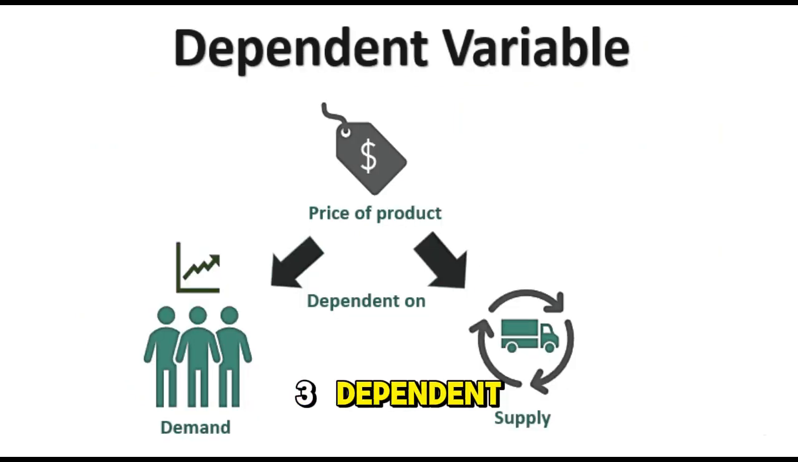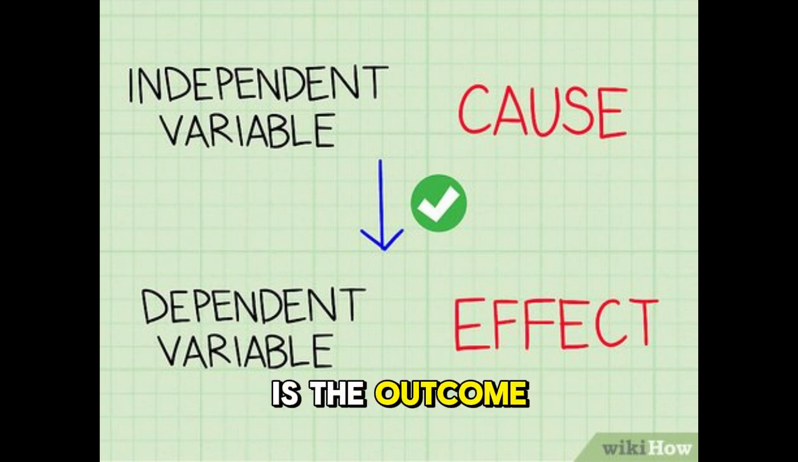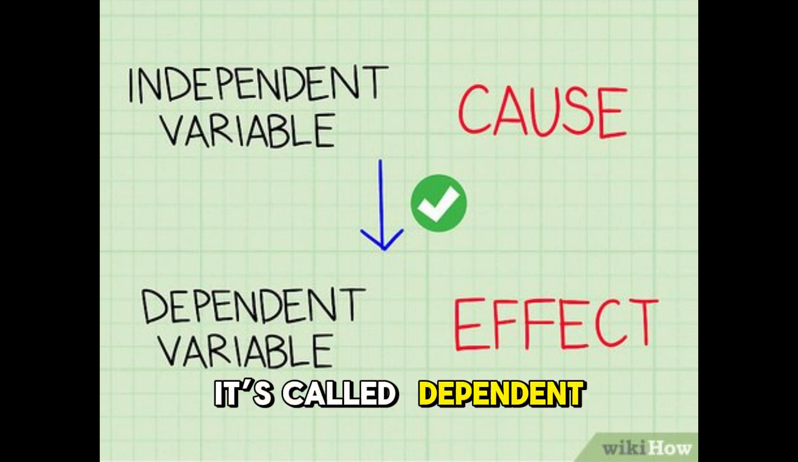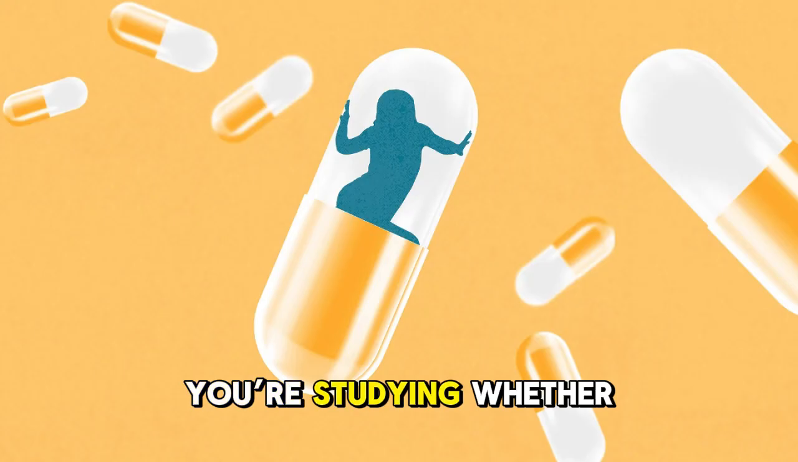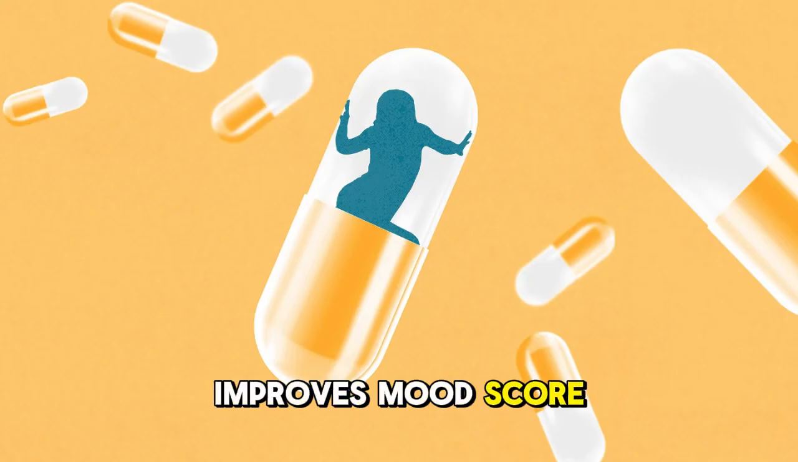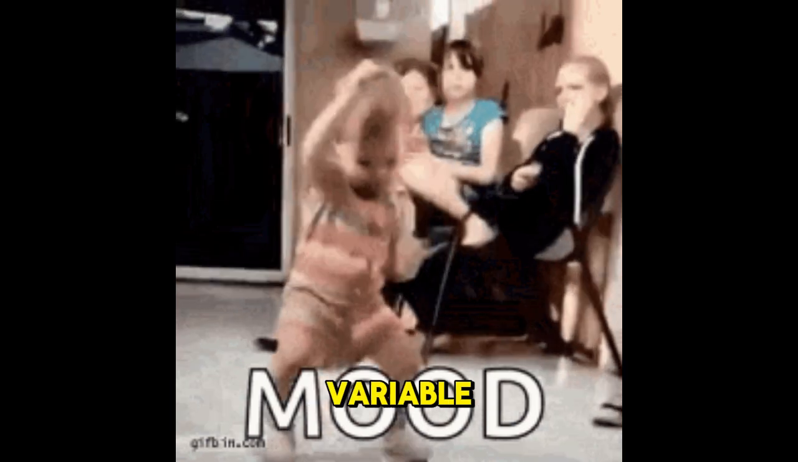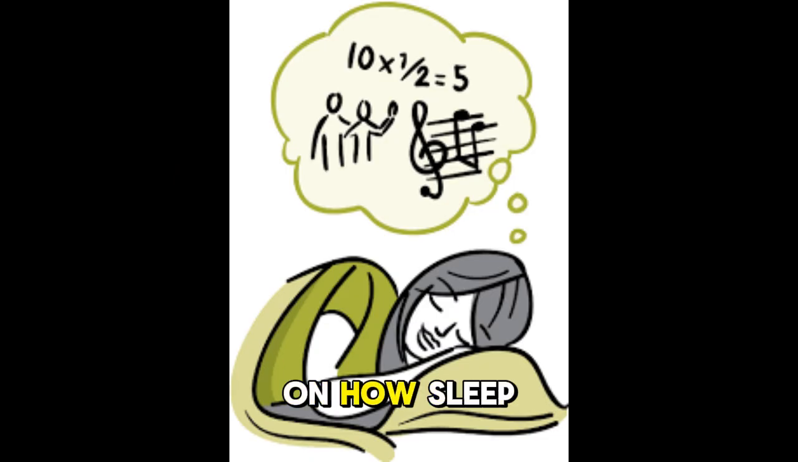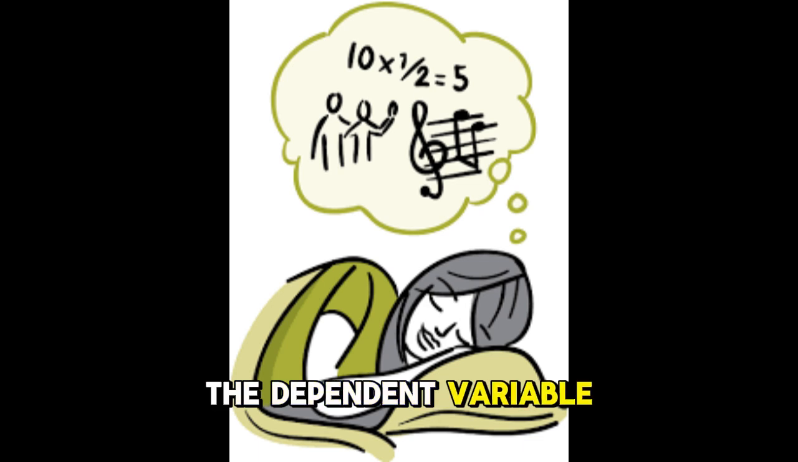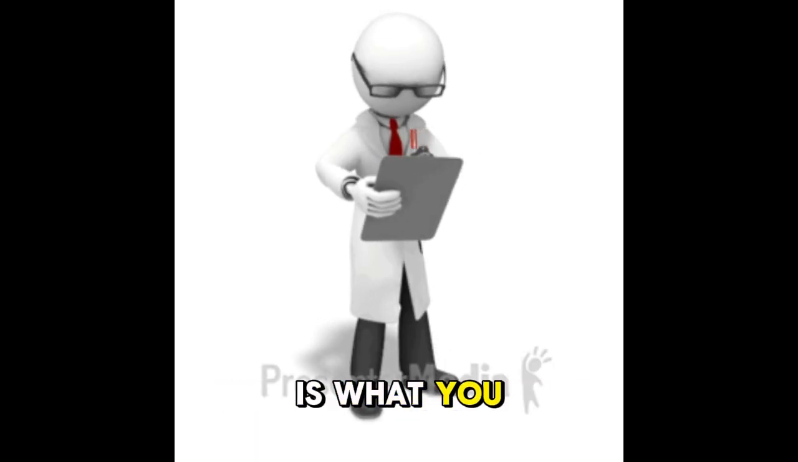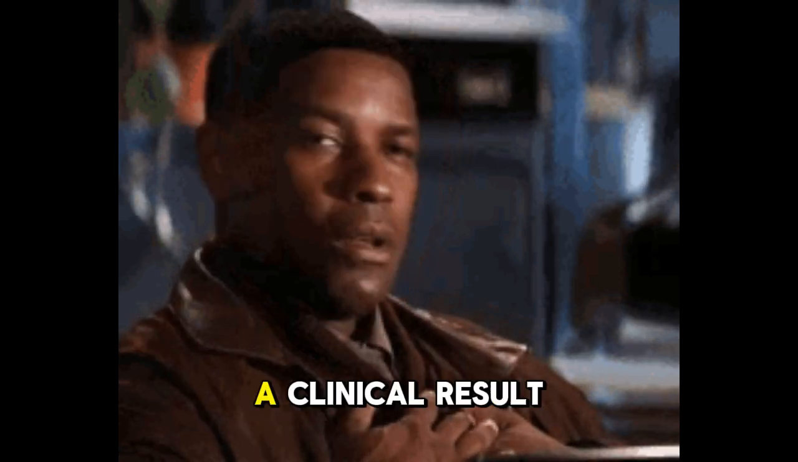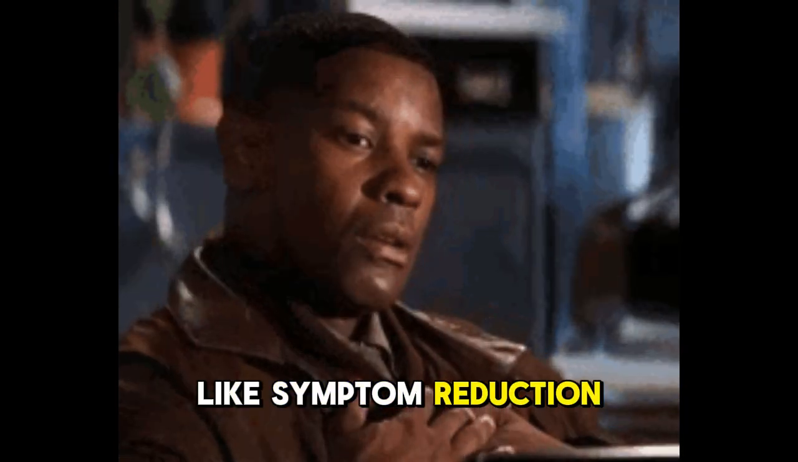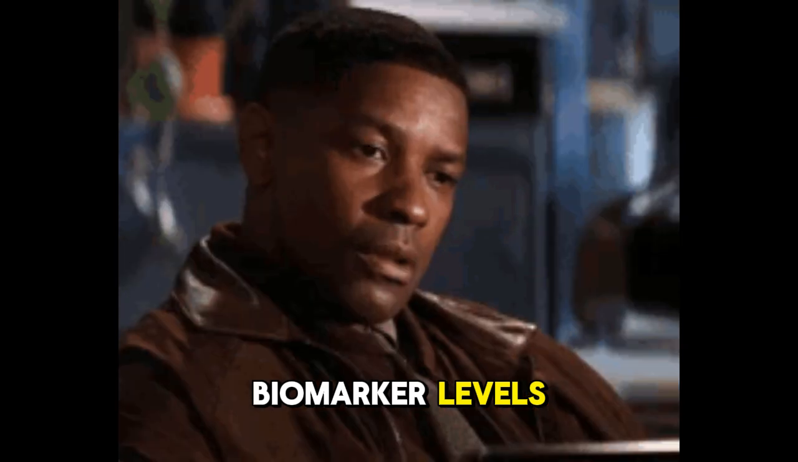3. Dependent variable. A dependent variable is the outcome you're measuring. It's called dependent because it depends on another variable, the independent variable. Example: you're studying whether a new antidepressant improves mood score. The mood score is the dependent variable. In a study on how sleep duration affects memory, recall is the dependent variable. The dependent variable is what you want to observe or change through intervention. In trials, this is usually a clinical result, like symptom reduction, survival rate, or biomarker levels.